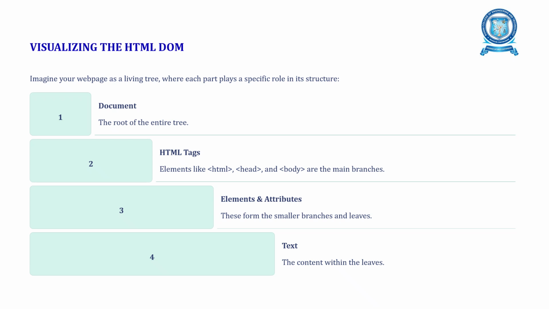Visualizing the HTML DOM. Imagine your web page is a living tree where each part plays a specific role in its structure. Document: the root of the entire tree. HTML tags: elements like html, head, and body are the main branches. Elements and attributes: these form the smaller branches and leaves. Text: the content within the leaves.